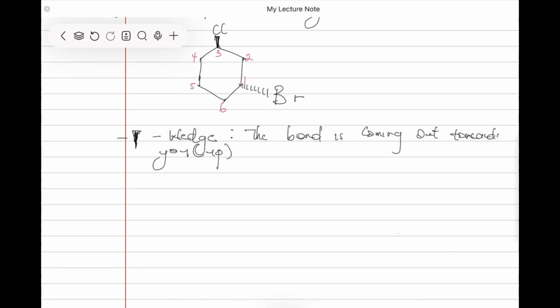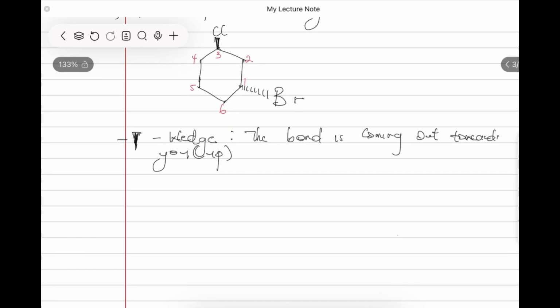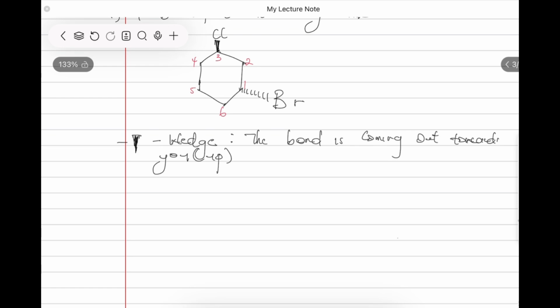The first one we have here is the wedge bond. The wedge bond is represented in this form, a thick bond. When you have a wedge bond in a molecule, it simply means that the bond is coming out towards you. Therefore, in the chair conformation, the bond should be in the up direction.